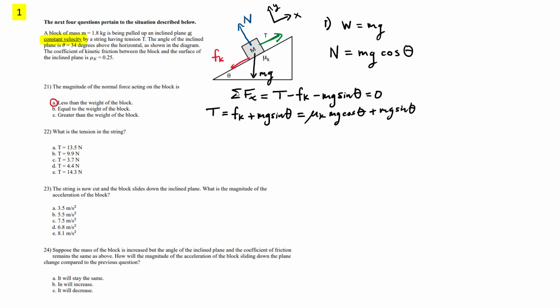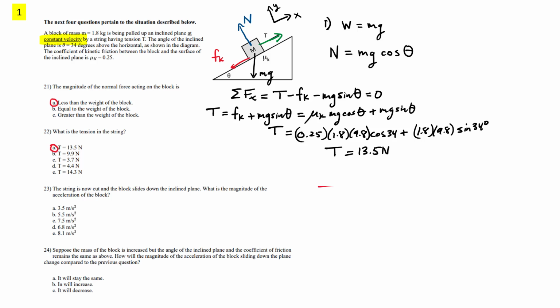All right, at this point, we should be able to write down our expression for the tension. You could substitute in all the numbers: 0.25 for that coefficient, 1.8, 9.8, cosine of 34 degrees, plus 1.8 again, 9.8, and sine of 34 degrees. We put that in the calculator, and you should get a tension of approximately 13.5 newtons. So that corresponds to choice A.